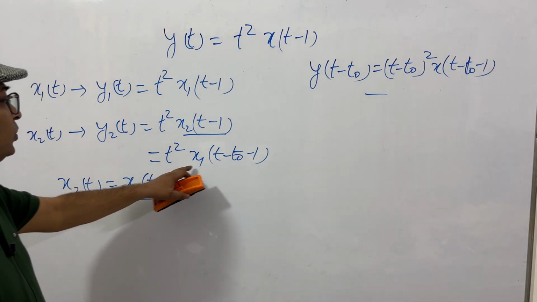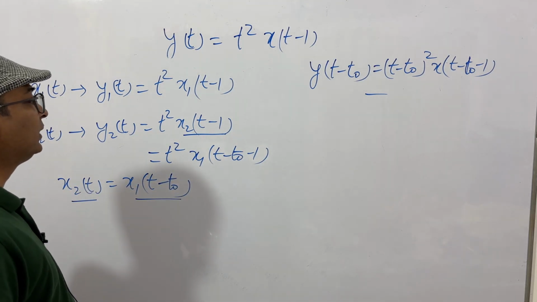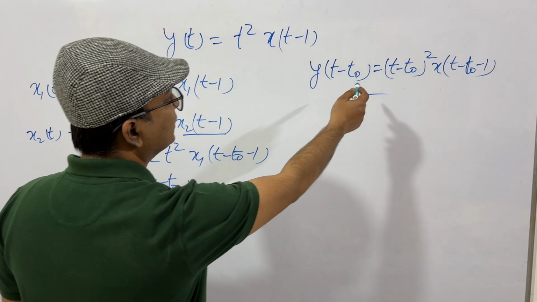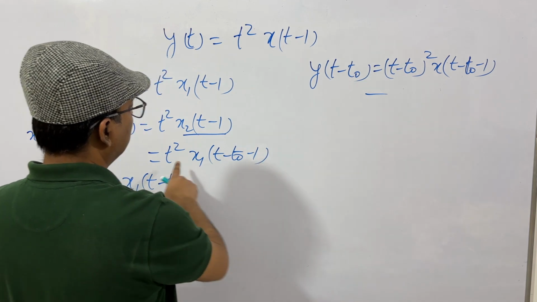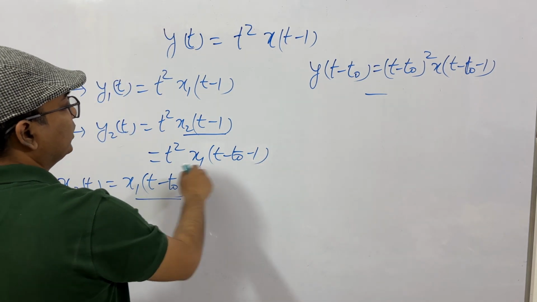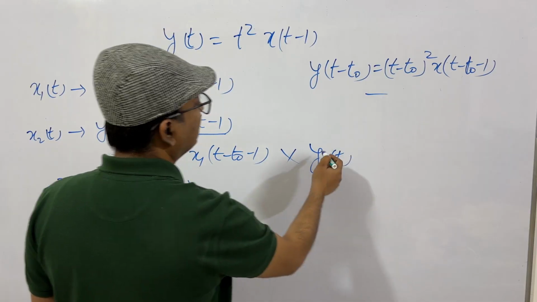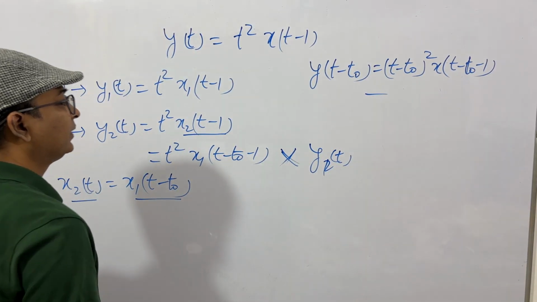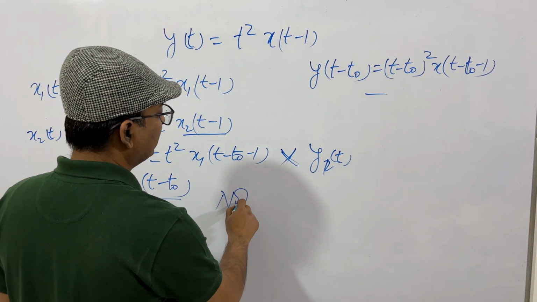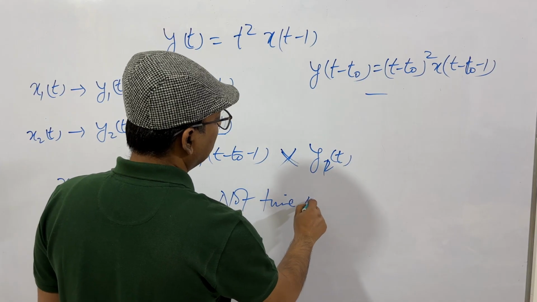So this is t square times this. But this is not equal to the direct output, which should have been (t minus t0) square. So from the direct definition, this is not equal to this. Therefore, the system is not time invariant.